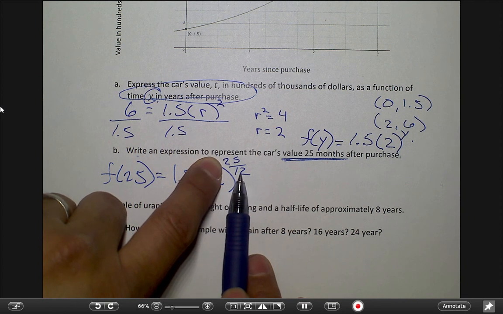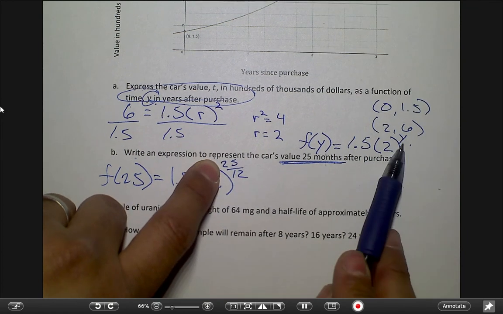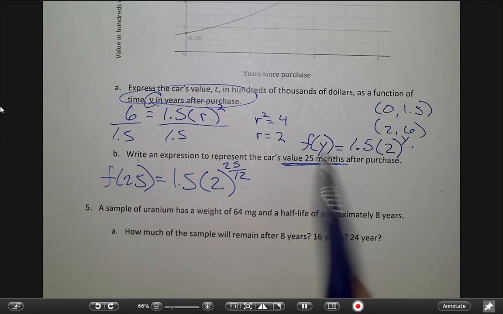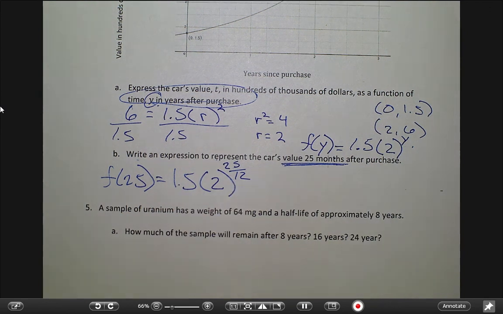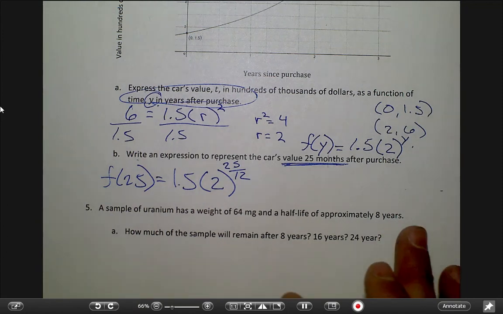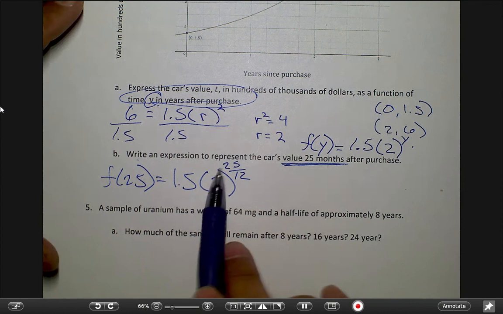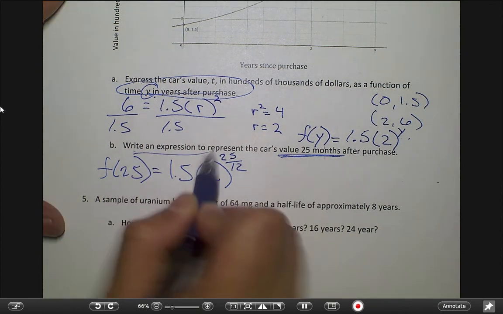Do you understand that right here we're in years, but this one down here we're asking for months? Is there a question over this? All right, it doesn't ask for the value. It just says write an expression.